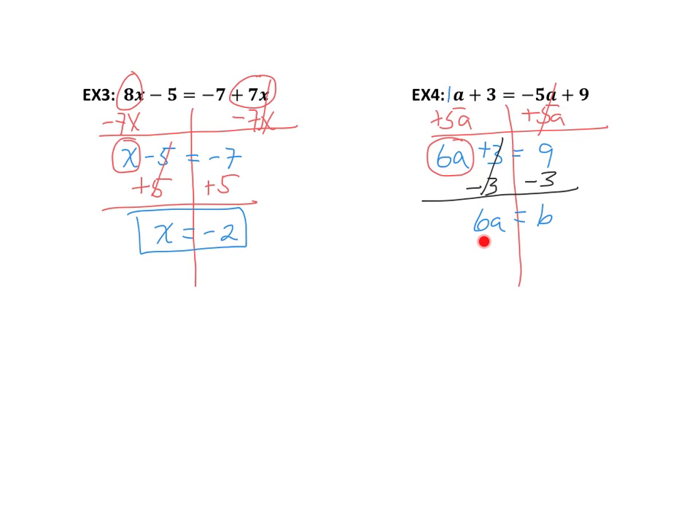Focus on your a. To solve for a, we're going to undo 6a, which is multiplication, by dividing both sides by 6. So the 6's cancel, and I'm left with a equals 6 divided by 6 is a positive 1.